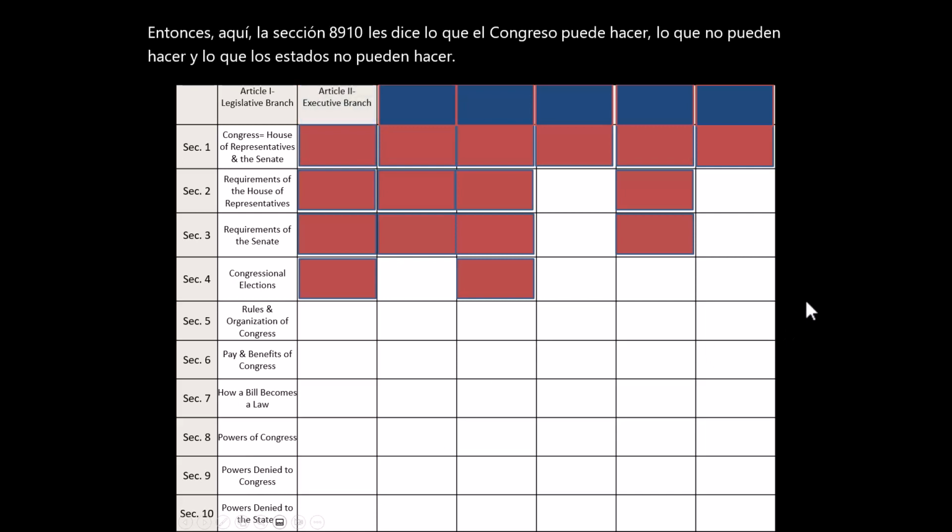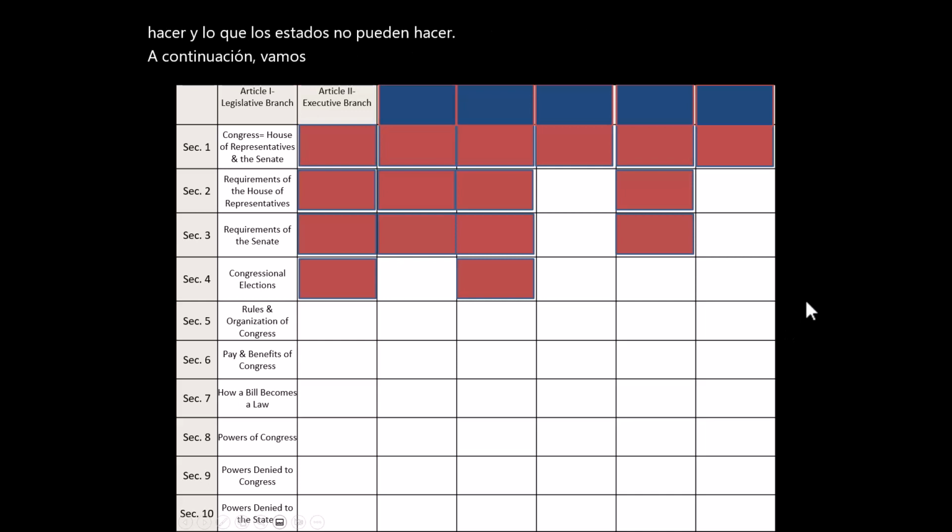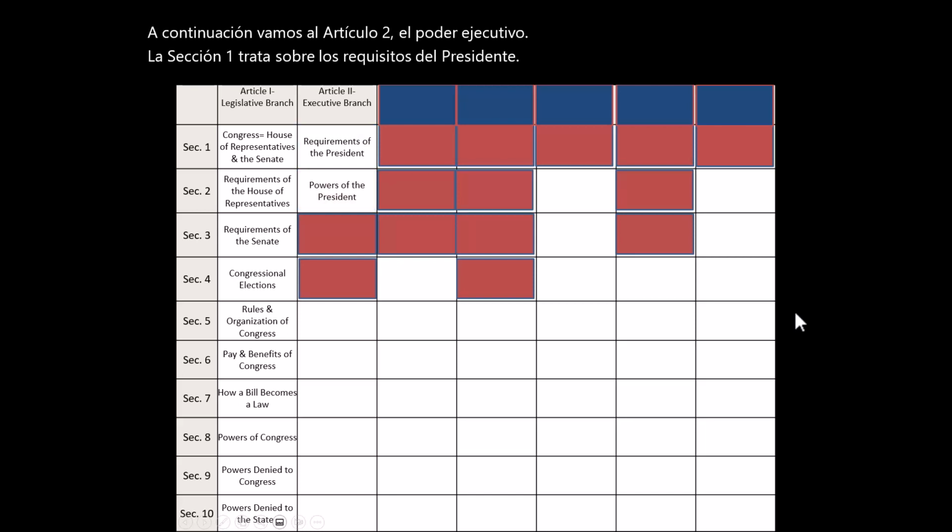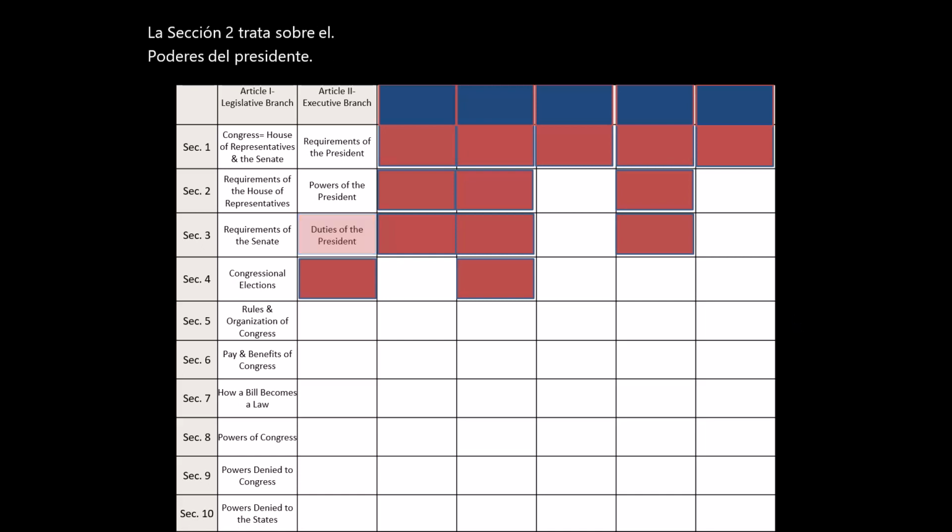Next, we're going into Article 2, the executive branch. Section 1 is about the requirements of the president. Section 2 is about the powers of the president. Section 3 are the duties of the president. And Section 4 are reasons for impeachment.